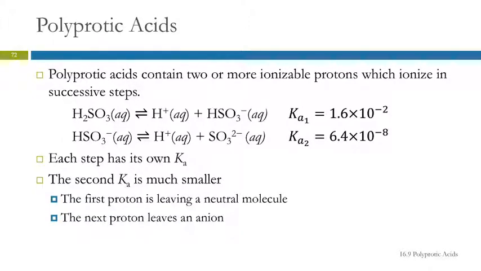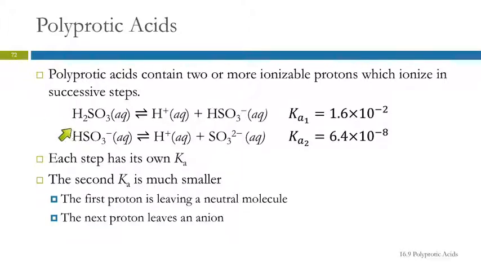Polyprotic acids contain 2 or more ionizable protons. Those protons come off one at a time. Unlike the bases, they release all their hydroxides at the same time if they're going to do that.